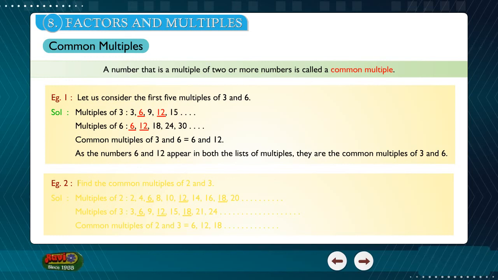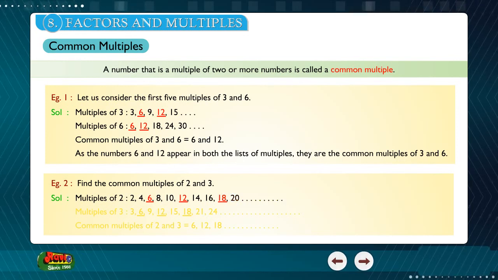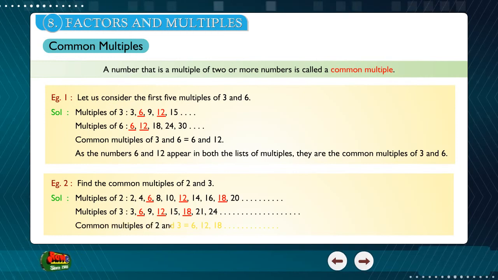Example 2. Find the common multiples of 2 and 3. Solution. Multiples of 2: 2, 4, 6, 8, 10, 12, 14, 16, 18, 20 and so on. Multiples of 3: 3, 6, 9, 12, 15, 18, 21, 24 and so on. Common multiples of 2 and 3 are 6, 12, 18 and so on.